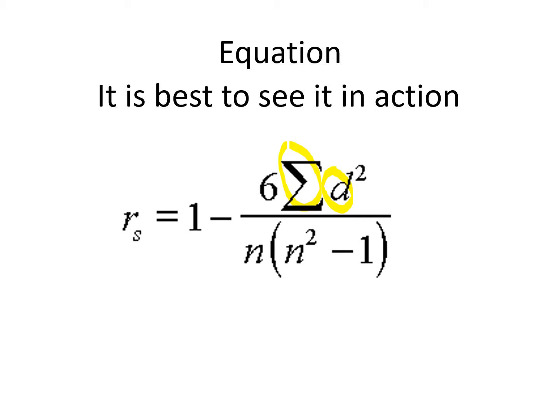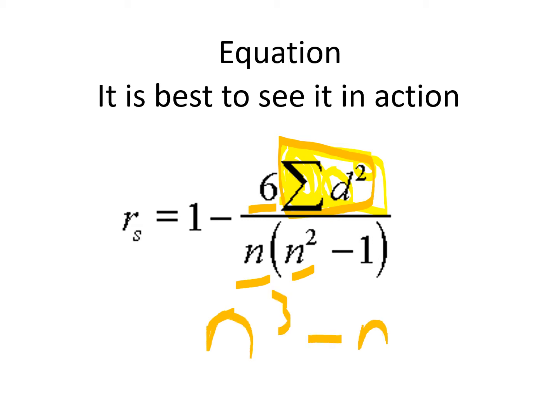So you need to find out the difference between your rankings. You need to square them, and then you need to add them all up. And then when you have that one value, you times it by 6, and then you're dividing by things we've seen before. So that's just the number of data points that you've got. That is the number of data points squared minus 1. And so this can also be written as n cubed minus n.